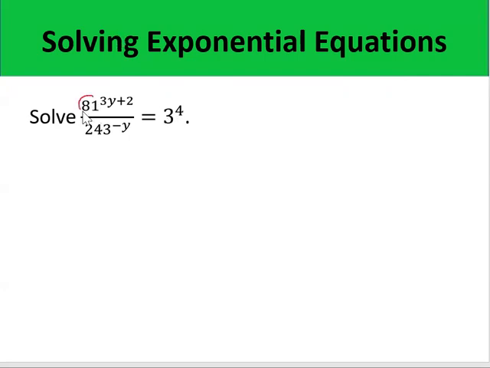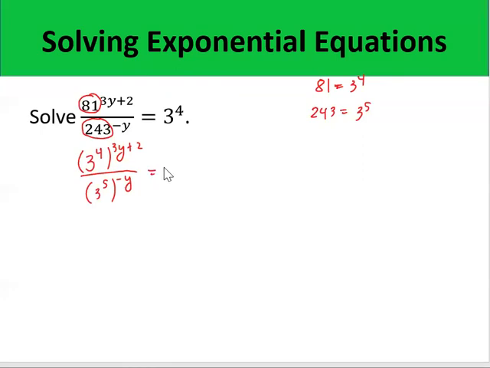So which means that we have to write 81 as a power of 3 and 243 as a power of 3 as well. So 81 can be written as 3 raised to 4. 243 can be written as 3 raised to 5. So in this case, 81 will now be written as 3 raised to 4, and then this thing is raised to the exponent 3y plus 2. And then in the denominator, 243 will now be replaced by 3 raised to 5, and this thing will be raised to negative y. And then the right side will remain the same, it's 3 raised to 4.